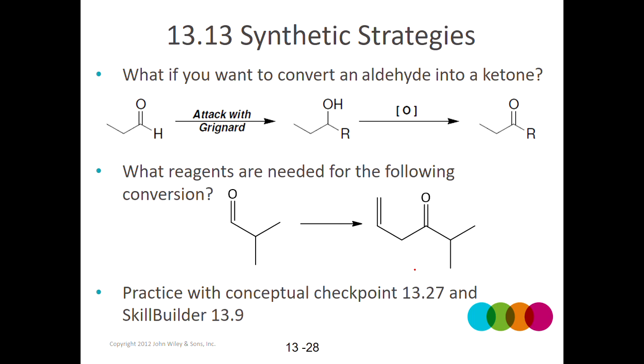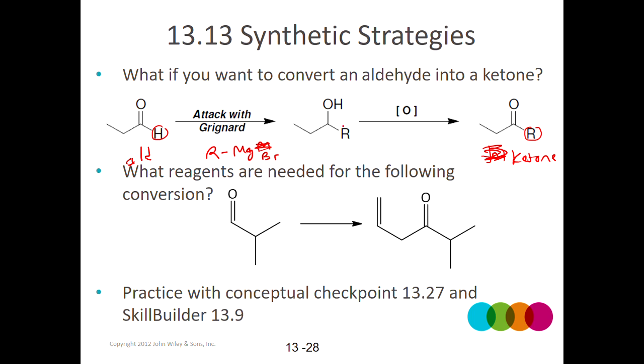All right, so what if you want to convert an aldehyde into a ketone? There's another pattern to recognize here, right? What's the difference between an aldehyde and a ketone? Well, basically we're replacing the hydrogen with an R group. So we have to introduce the R group and we have to remove the hydrogen. So that's two steps. So I would start with the Grignard to introduce the R group.